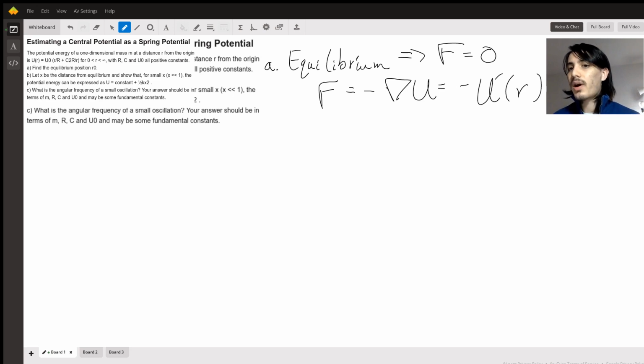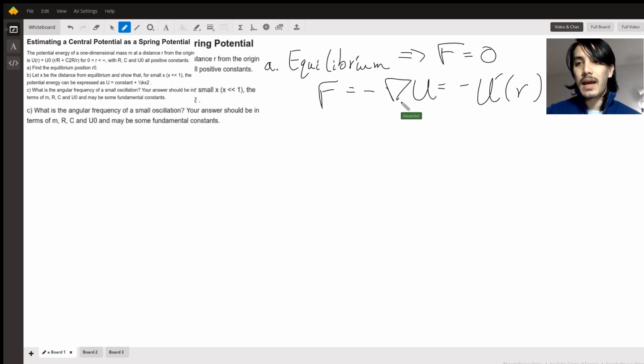And for part A of this problem, we want to find the equilibrium position, which we're told to label as R naught. So the key to doing the first part of this problem is to understand that the equilibrium position is always going to be when the force is 0. So when the forces on your system balance out, then you're in equilibrium. We know then also that if we have a potential U, we can find the force by taking the negative 1 times the gradient of that potential.